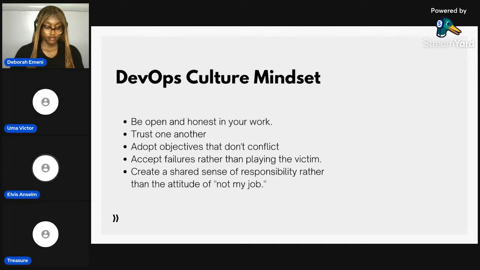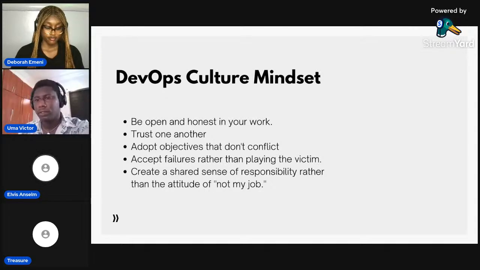You should adopt objectives that don't conflict. You should learn to accept failures rather than playing the victim, because not just in DevOps, as a developer, you would fail at different stages. You face difficult moments when you're writing code, running your code, debugging and all of that. All of these are failures. But learn not to play the victim. See them as, okay, what's the problem here? Can I actually learn from this? And try and find a solution to them and move forward.